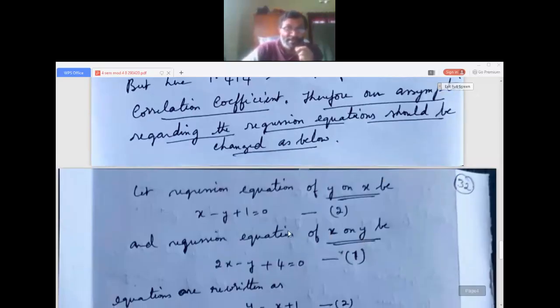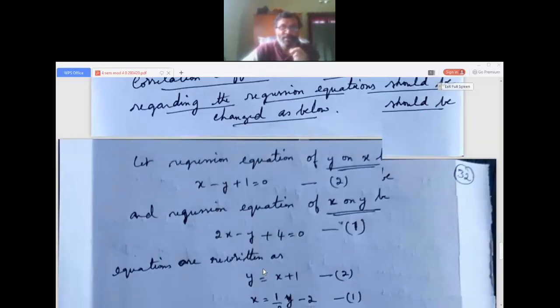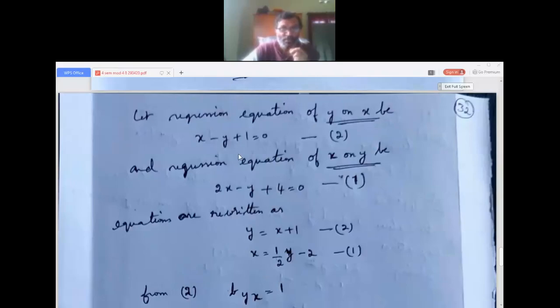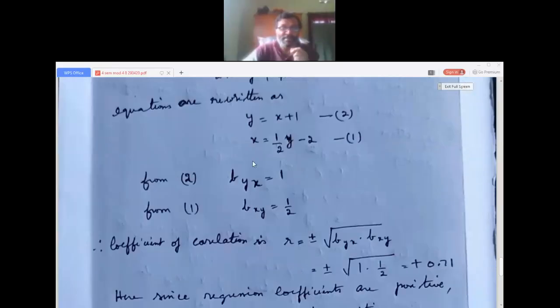There we took the first equation as y on x and the second equation as x on y. Now we take the first equation as x on y and the second equation as y on x, and proceed. Since the equation is y on x, we write y equals, and if the other is x on y, we write x equals. If you get the answer directly, okay; otherwise, like this. Then byx equals 1, bxy equals 1 by 2.